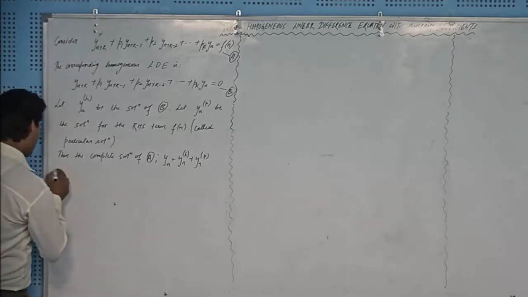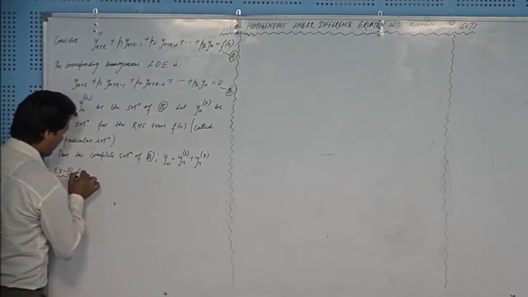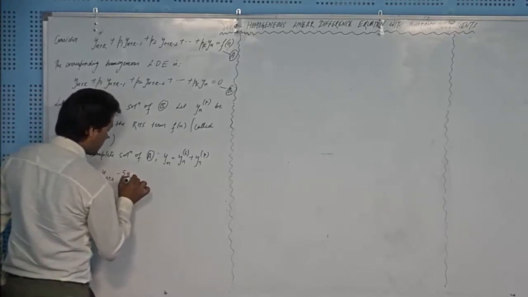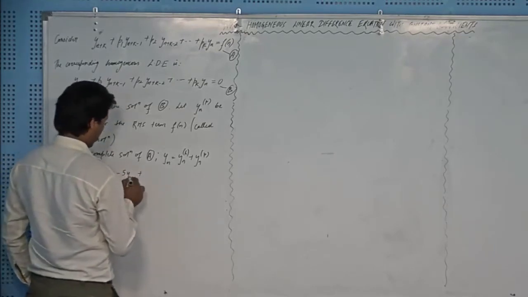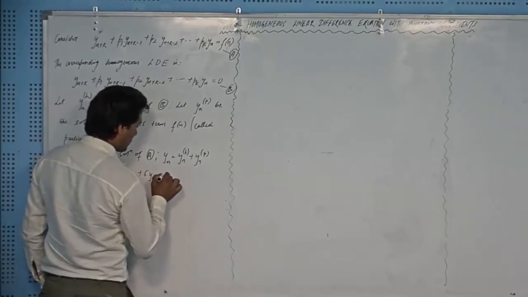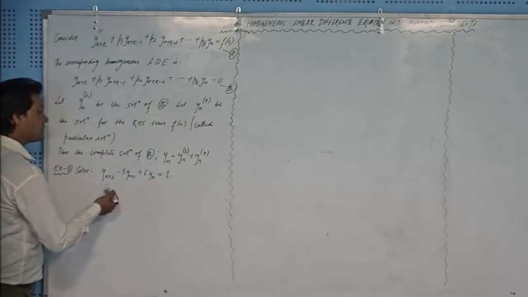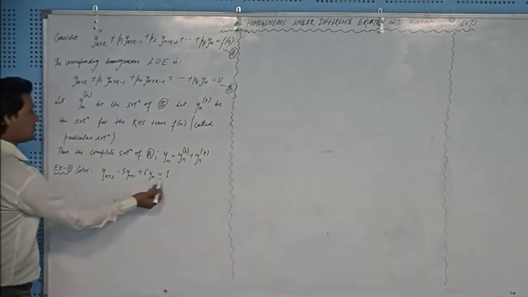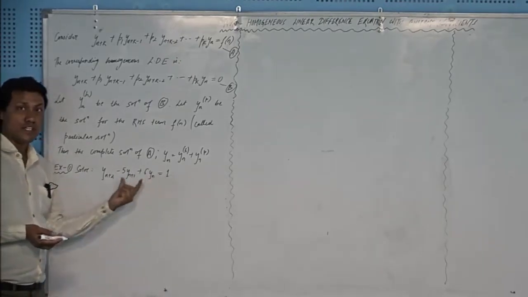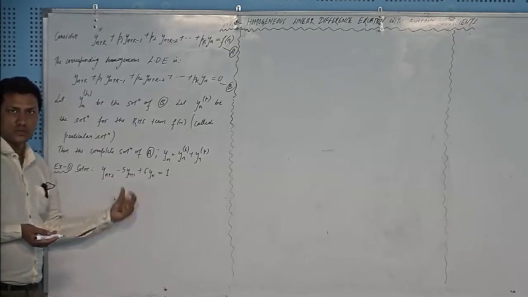So to start with, let me take the simplest example, example number 1, and solve y_{n+2} - 5 y_{n+1} + 6 y_n = 1. You can see that this is a non-homogeneous linear difference equation, and the right hand side is non-zero. But to start with, we will take the left hand side equal to 0 and find its solution, and that solution will be called y_n^h, the solution corresponding to the homogeneous difference equation.